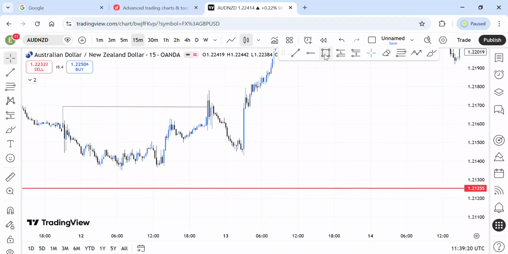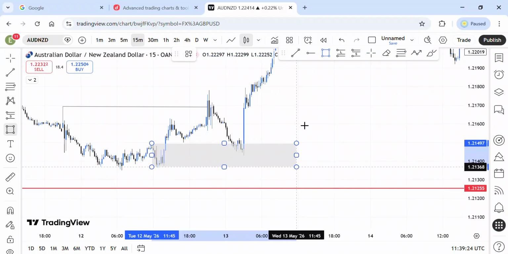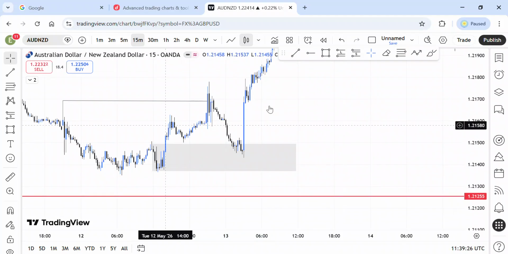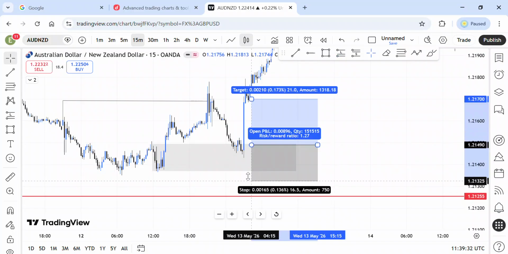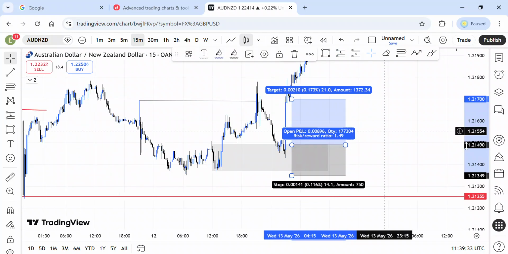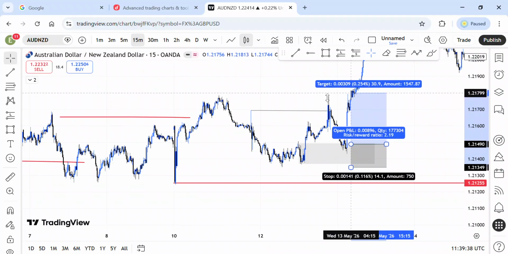Then I just mark this breaker block right here. Alright, I mark this breaker block, then I just place my buy limit from here, from this breaker block, then my stop loss below this low, then I just target the external range liquidity somewhere here, and that's all.